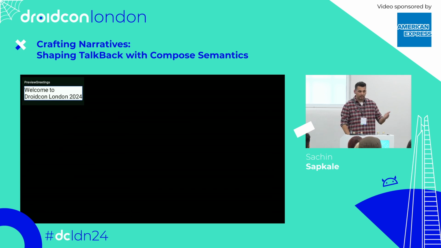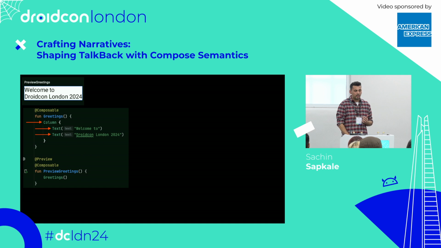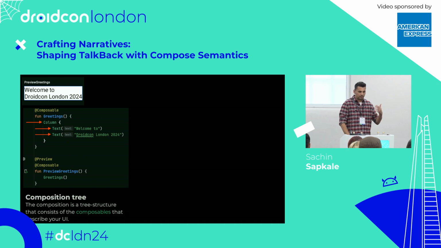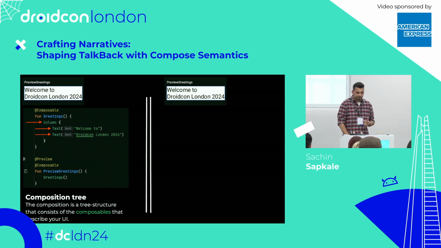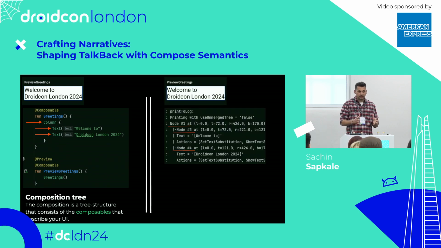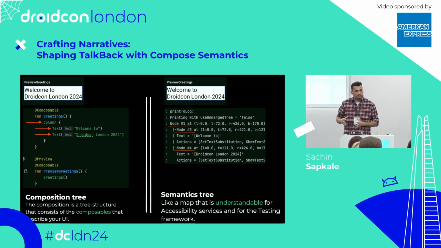A developer will write code with something like this, and it's called a composition tree, which has a list of composables in it. In parallel, when this UI is rendered, there is a map generated under the hood, and it's more useful for accessibility services and testing frameworks. It's called a semantic tree.